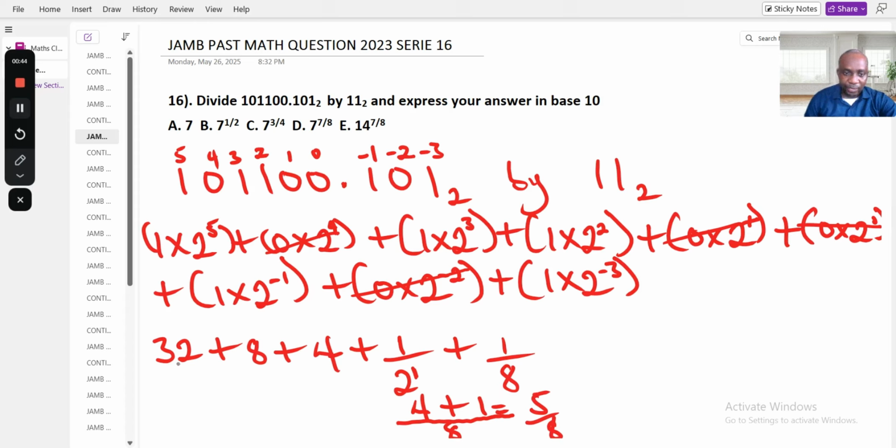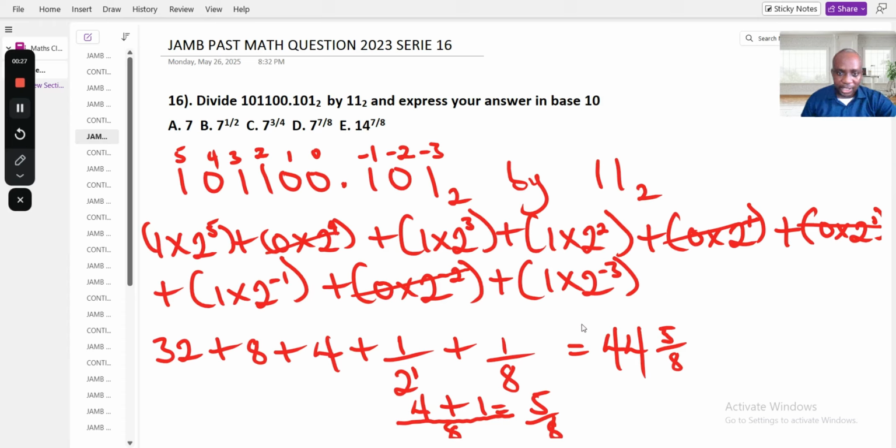When we add this one up, 32 plus 8, 40. 40 plus 4, 44. It's going to give us 44 whole number 5 over 8. We have turned this one to base 10 already. Now, let's move to the next one, which is 11.